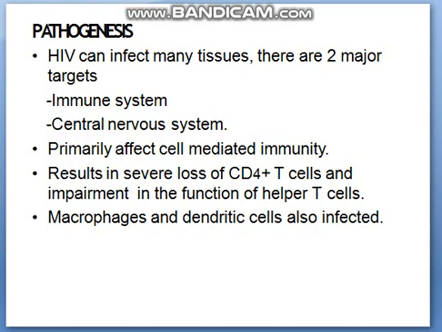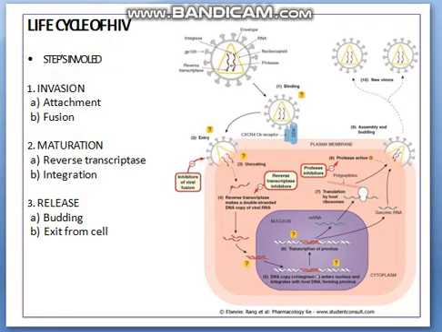Next is pathogenesis. HIV can affect many tissues. There are two major targets: the immune system and the central nervous system. Primary effects on immunity result in severe loss of CD4 T cells and impaired function of helper T cells. Macrophages and dendritic cells are also affected in this.